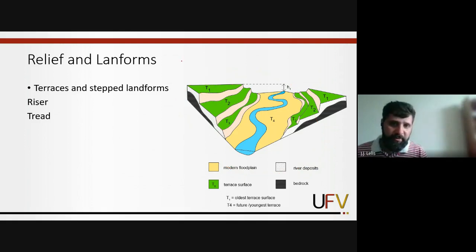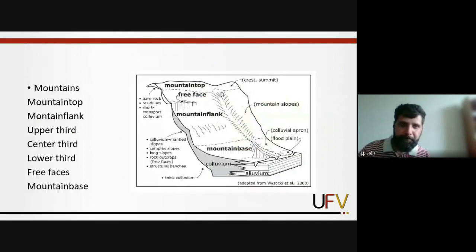So we can describe the soil in the risers, in the riser terraces, or in these walls that we call tread. So we can describe soils in the riser or tread, okay? We can also describe some soils in mountains. So we can describe in the mountain top.